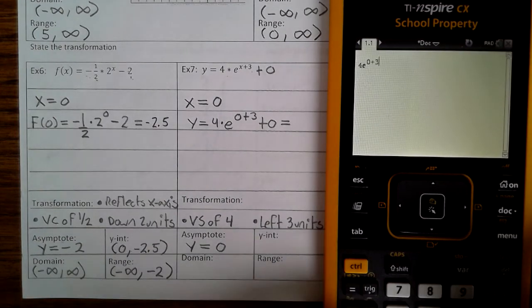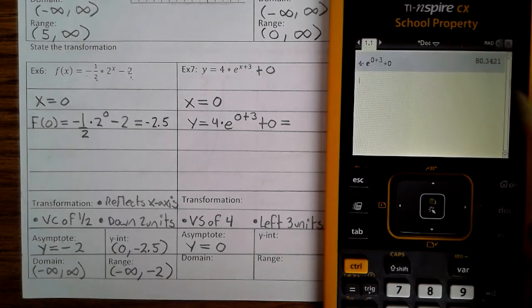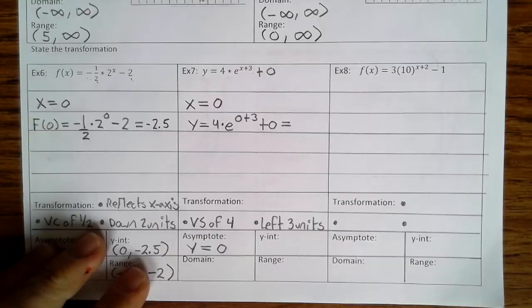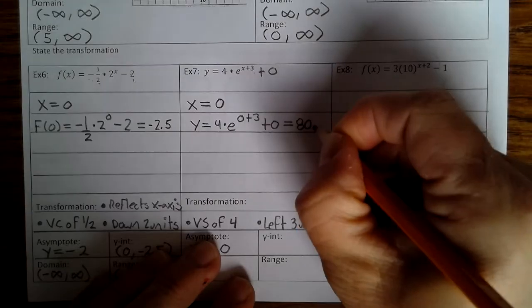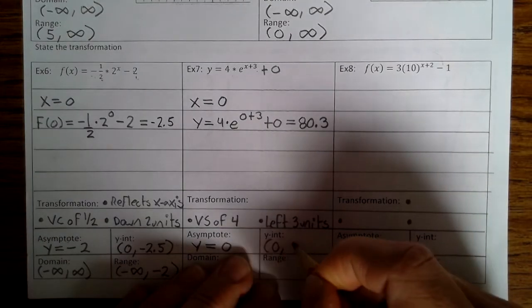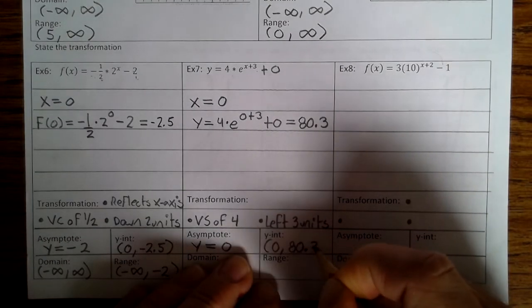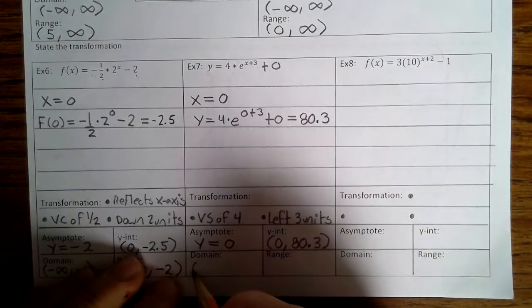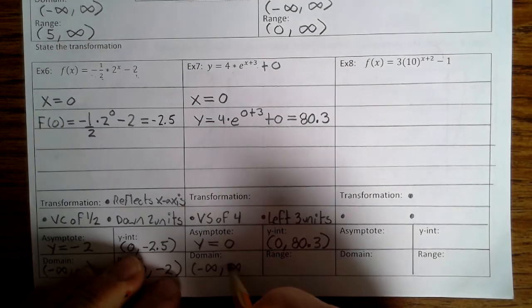So 80.3. So your y-intercept is 0, 80.3. Okay, domain we know is negative infinity to positive infinity. Range would be from 0 to infinity. Basically the asymptote to infinity, not including the asymptote.